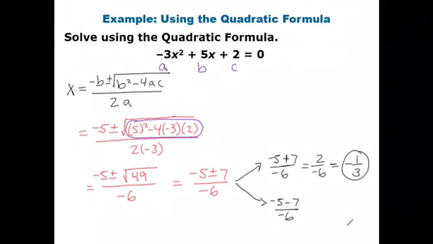So there's one of my values for x. On the bottom, I've got negative 5 minus 7, which is negative 12, divided by negative 6. Well, that'll give me a positive 2. So my other answer is 2. So in this case, x equals negative 1/3, and x equals 2.